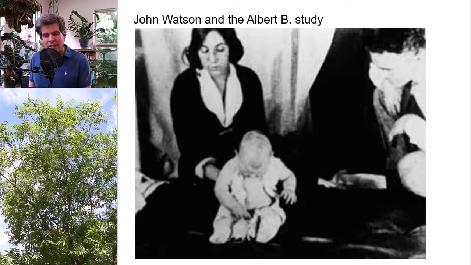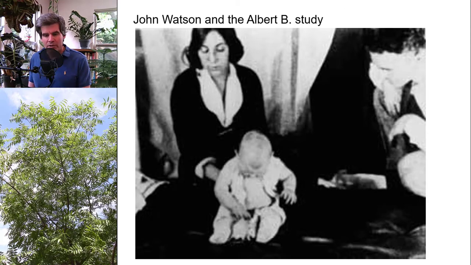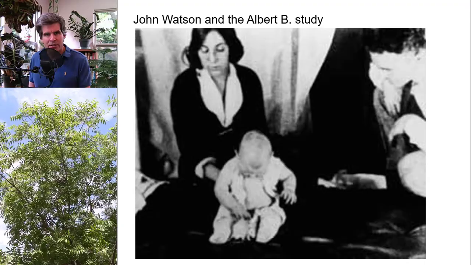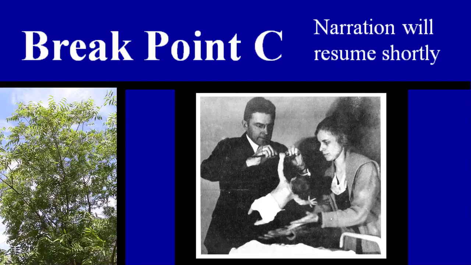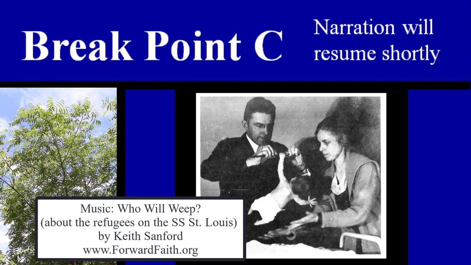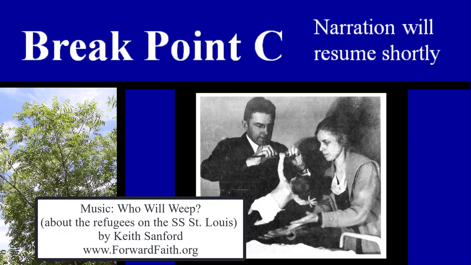Then after repeated trials, where Watson clanged the bar every time Albert reached for the rat, eventually Albert became afraid of the rat. And, according to Watson's reported results, Albert's fear of the rat eventually generalized to other furry things, such as a rabbit, a dog, cotton balls, and a Santa Claus mask. Here are some other pictures from the Little Albert Study.